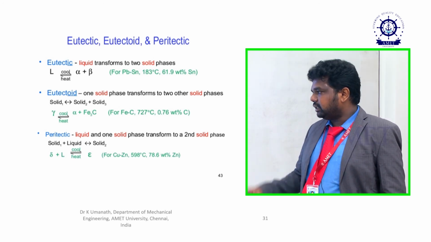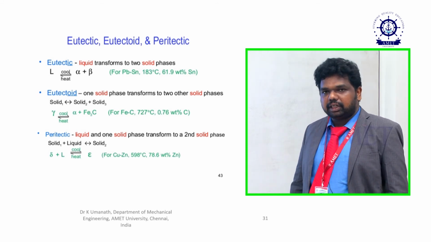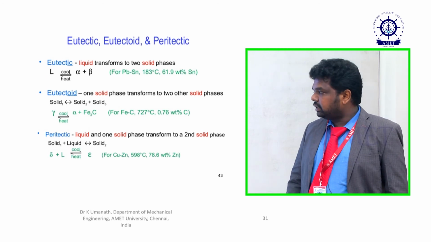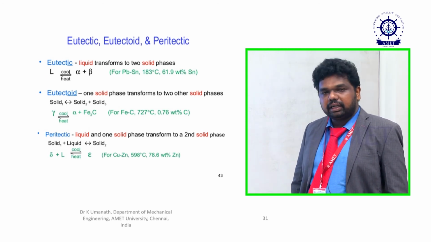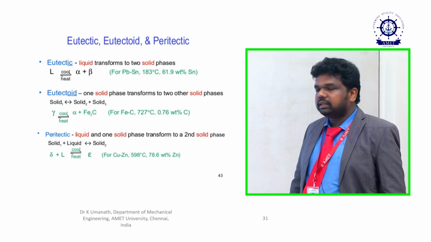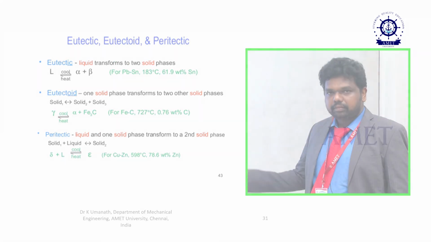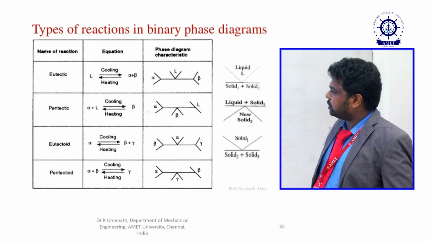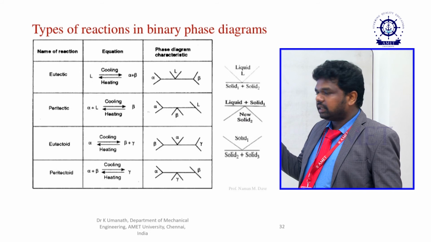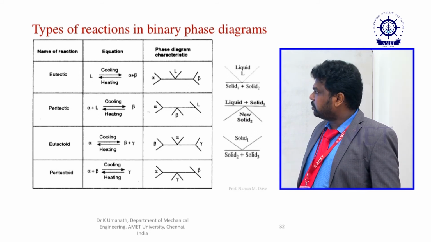So the peritectic reaction is solid plus liquid transformed into another solid. It is one of the peritectic reactions that also occurs in this iron carbon diagram. I show all the three equations for the three types of reactions. And this table shows all the reactions of this phase diagram characteristics in line sketch. You should draw like that.